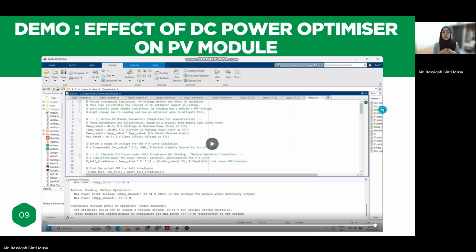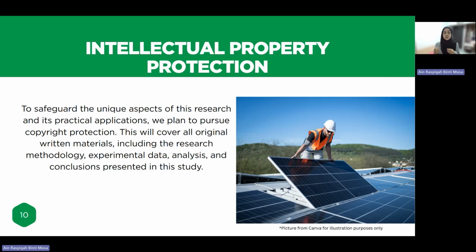And then the intellectual property protection is to safeguard the unique aspects of this research and the practical application. We plan to pursue copyright protection. We cover the original written material, including research methodology, experiment data, analysis, and conclusion.